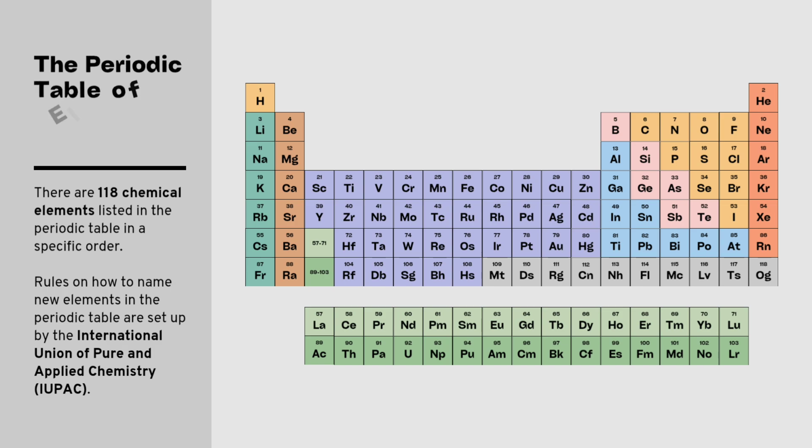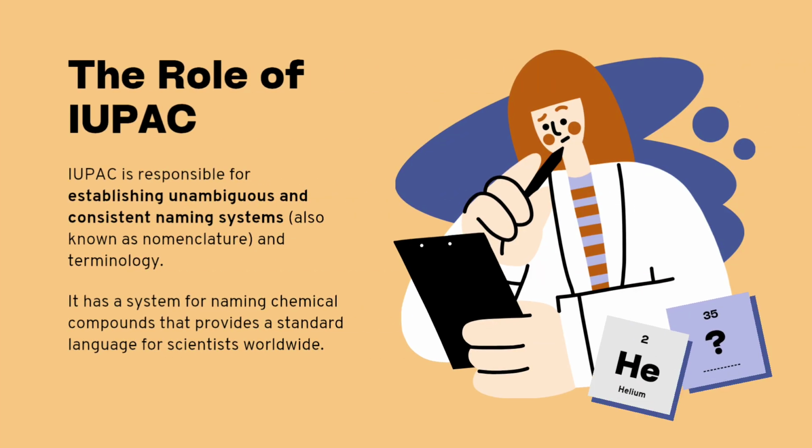The periodic table of elements. There are 118 chemical elements listed in the periodic table in a specific order. Rules on how to name new elements in the periodic table are set up by the International Union of Pure and Applied Chemistry, IUPAC. The role of IUPAC. IUPAC is responsible for establishing unambiguous and consistent naming systems, also known as nomenclature and terminology. It has a system for naming chemical compounds that provides a standard language for scientists worldwide.